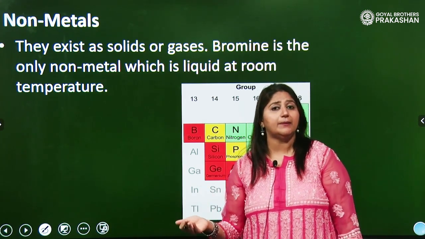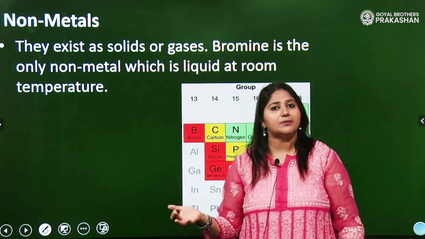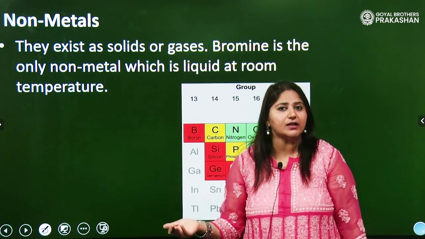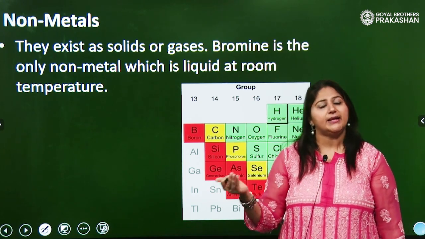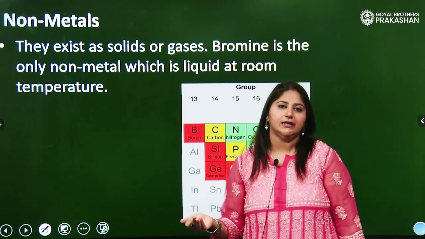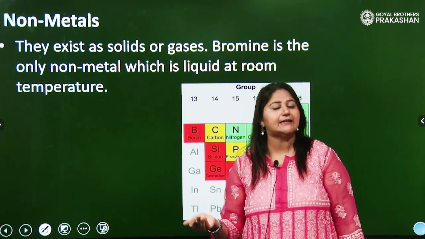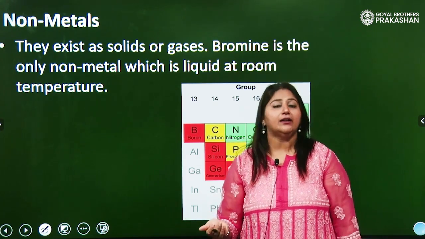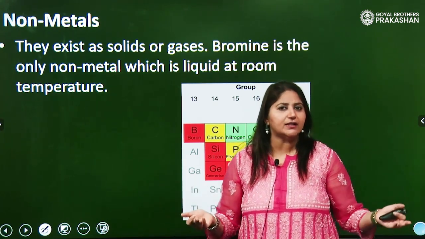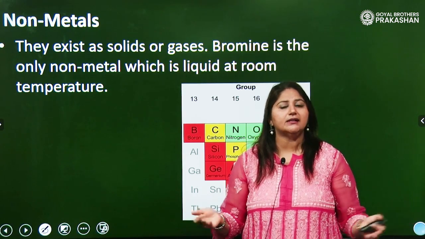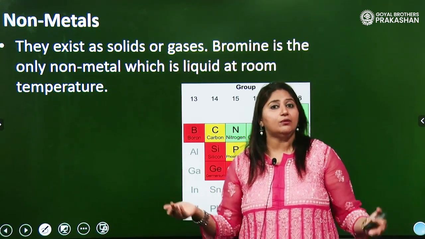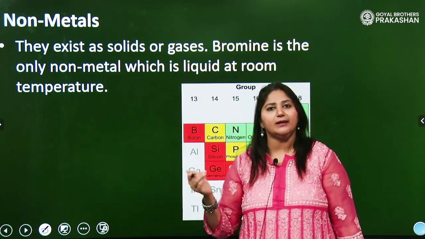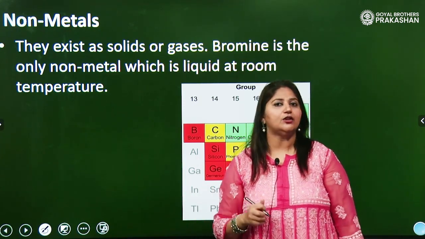Nitrogen is required by plants because it's the main nutrient to make proteins, right? Nitrogen is present in proteins, so it is also needed by plants in the form of nitrates and nitrites. Not only that, water contains hydrogen and oxygen. So there are many nonmetals that we use in daily life, and so the question arises: what are the physical properties of nonmetals? How will you say that this is a nonmetal?